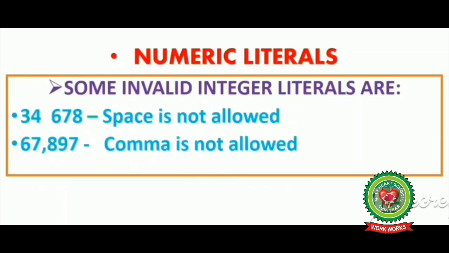Now students, we will discuss some invalid integer literals. Number 1, 34 space 678. Why is it invalid? Because space is not allowed between integers. Number 2, 67,897. Why is it invalid? Because a comma is not allowed. So if we give a space or a comma between integer literals, those literals are invalid.